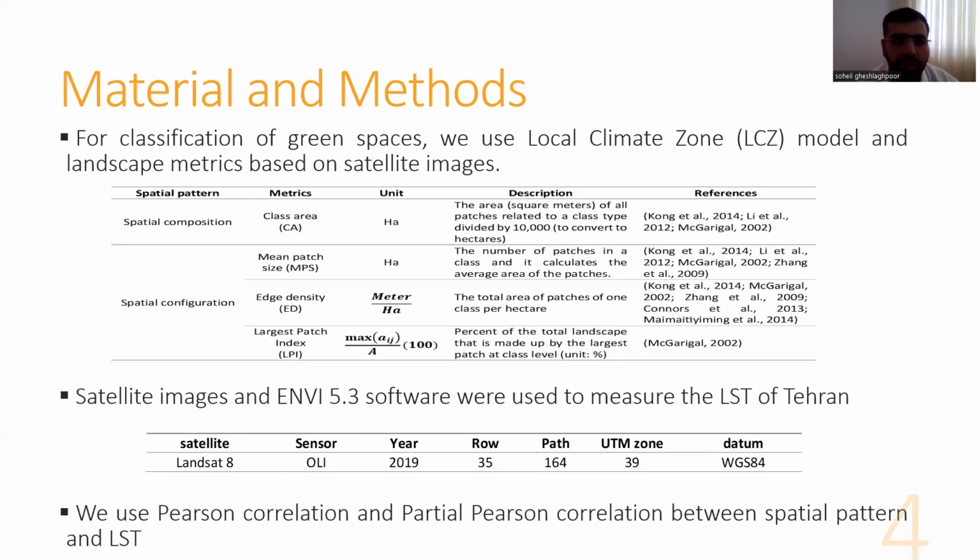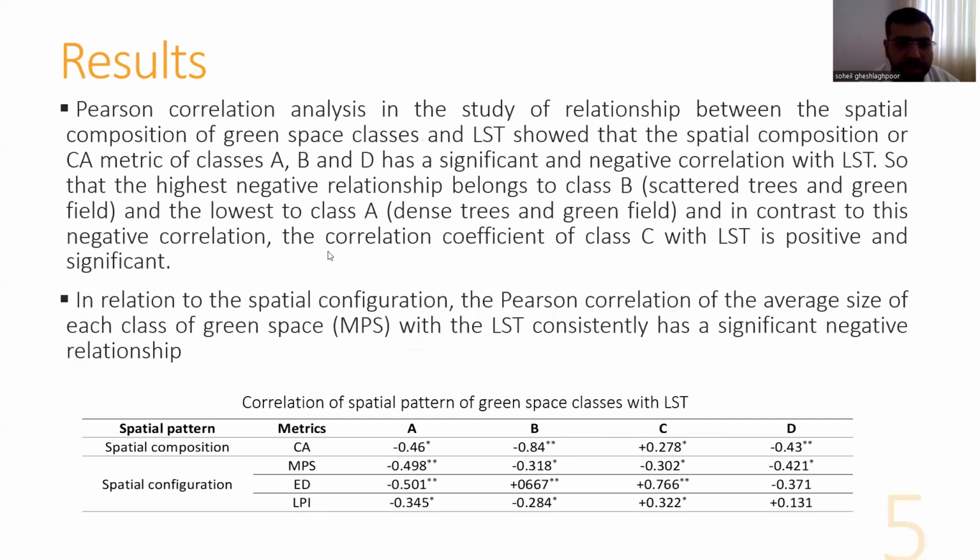In the materials and methods, for classification of green spaces, we use the local climate zone model and landscape metrics based on satellite images. We use four metrics: class area, mean patch size, edge density, and large patch index. Satellite images and ENVI 5.3 software were used to measure the LST of Tehran. We use Pearson correlation and partial Pearson correlation for the correlation between the spatial pattern and LST. And we use Landsat 8 OLI for estimating the green infrastructure metrics.